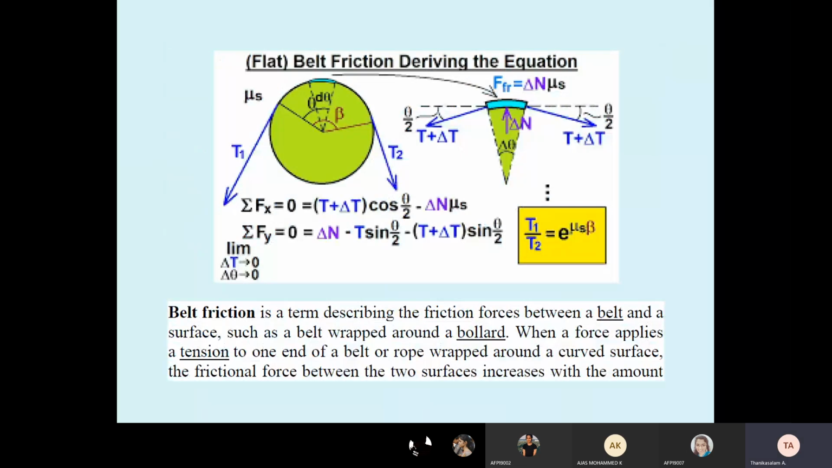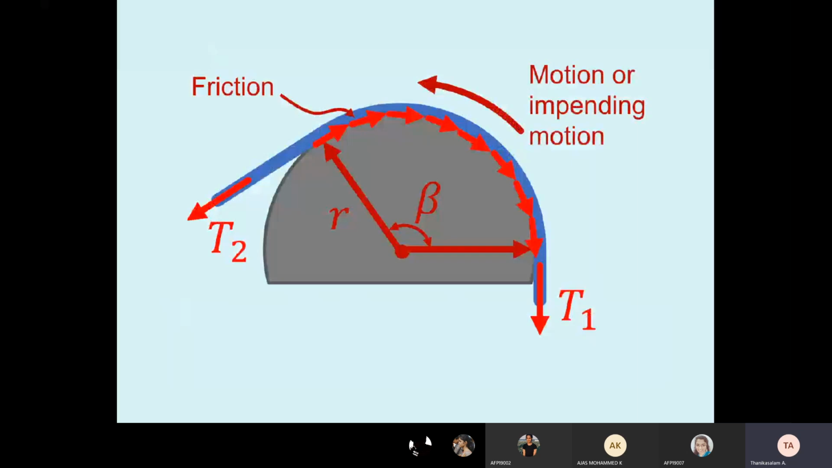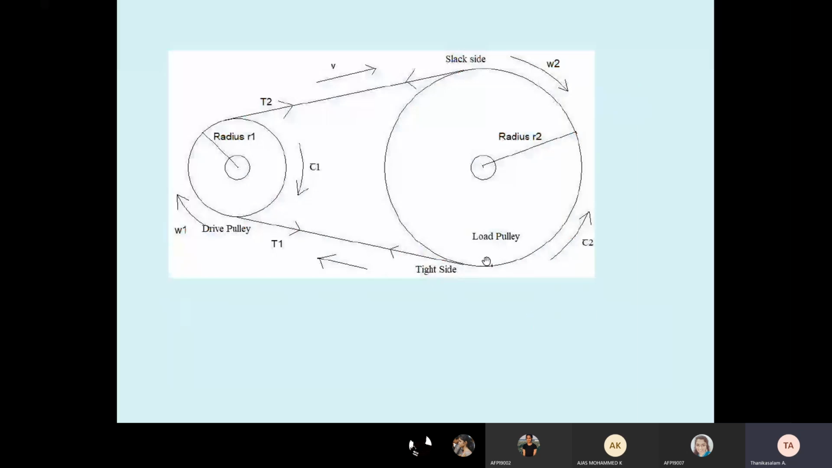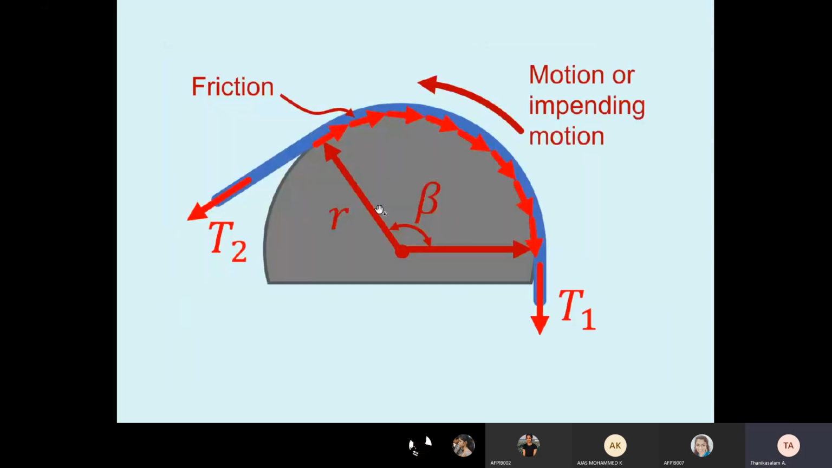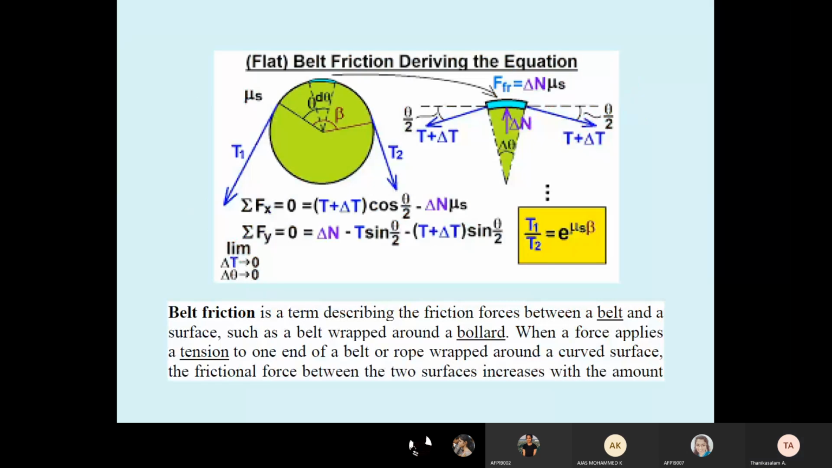So you remember this formula only: T1 divided by T2 equals e power mu beta. T1 means maximum tension; see this diagram, you can understand. T1 is the maximum tension, tight side tension. T2 is the minimum tension or slack side tension. Beta is the angle of contact of the belt. It's not fully in contact; it's only less than 180, or sometimes above 180, that is in contact. Mu is the given coefficient of friction between belt and drum.